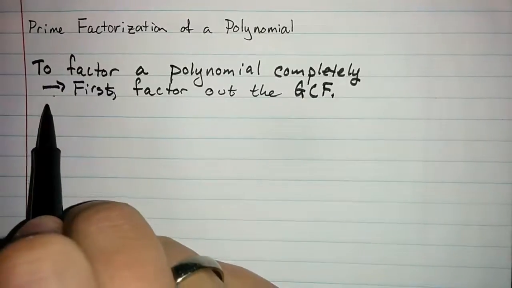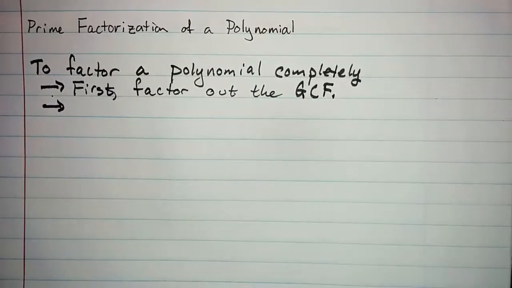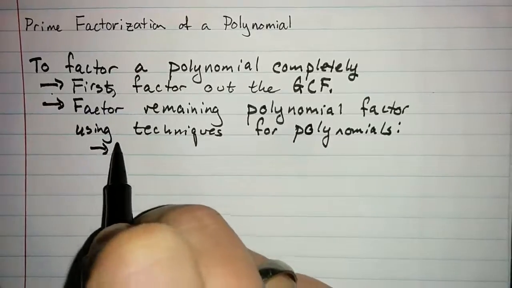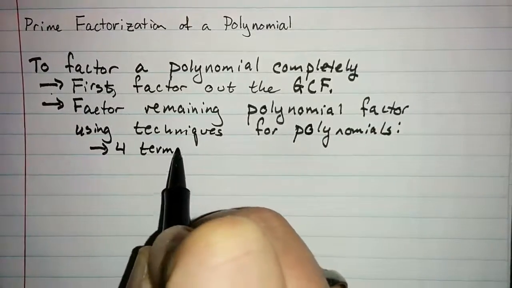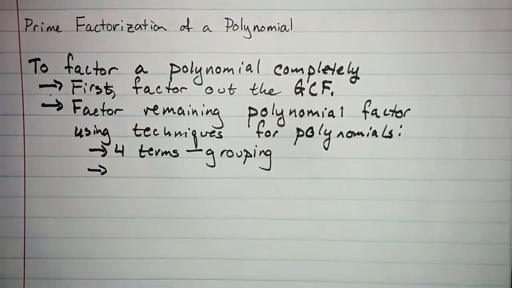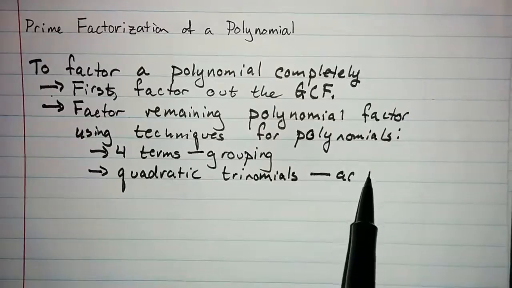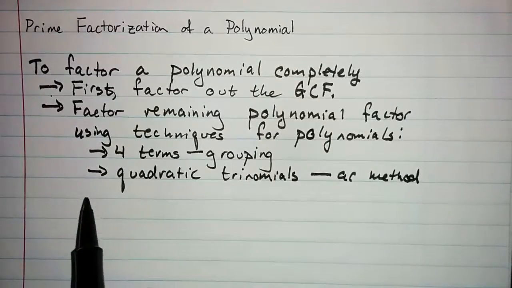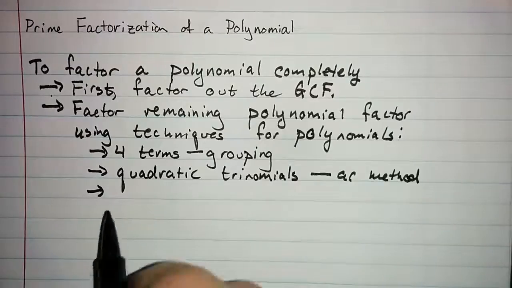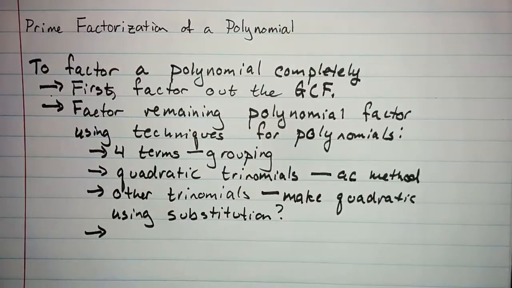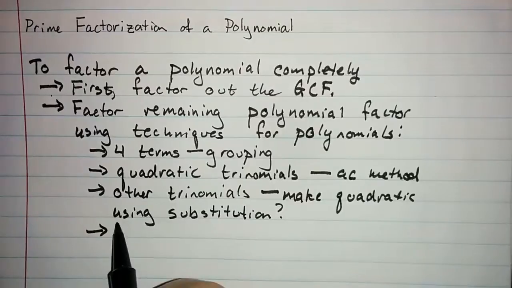Then, once we've done that, we factor the remaining polynomial factor using our various techniques for factoring polynomials. So for polynomials with 4 terms, we'll try grouping. For quadratic trinomials, we'll use the AC method. For other trinomials, we'll try substitution to make them quadratic. And finally, for binomials, we'll see if they're special forms.